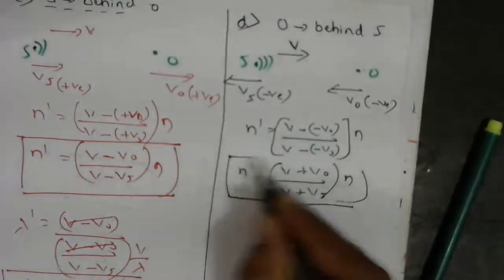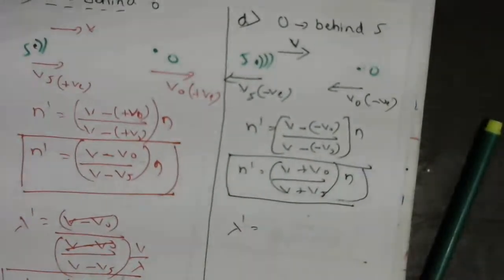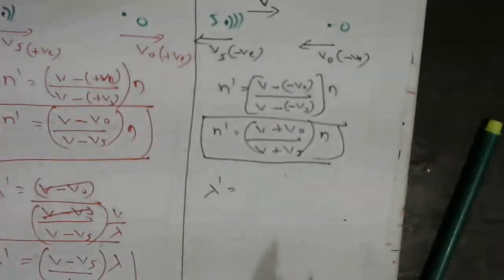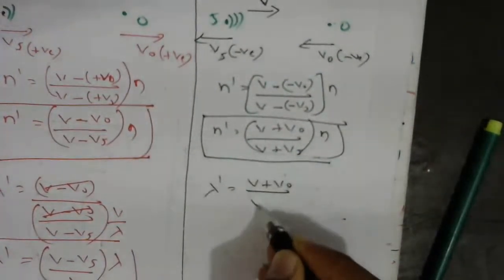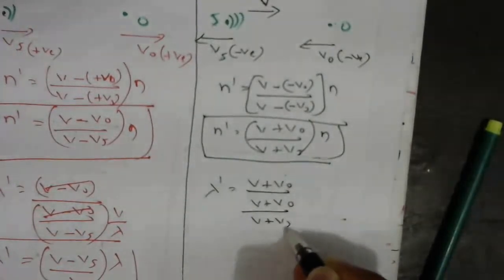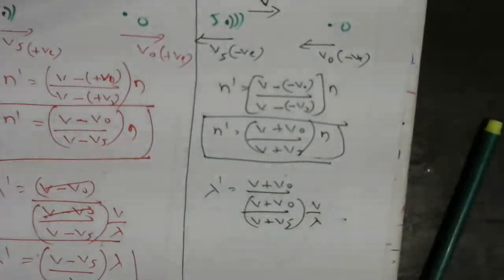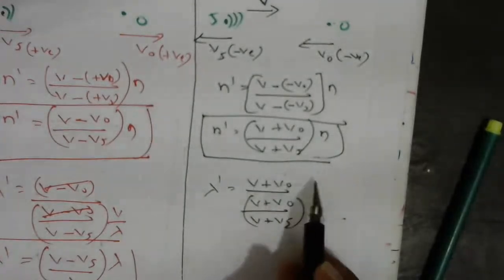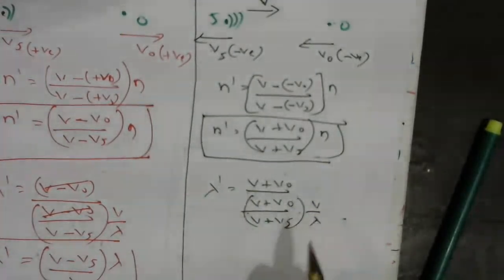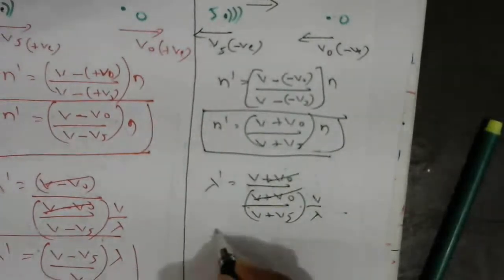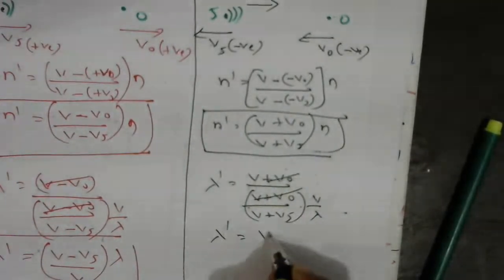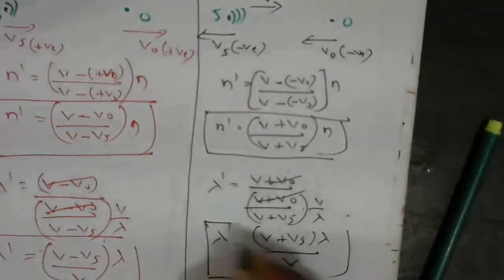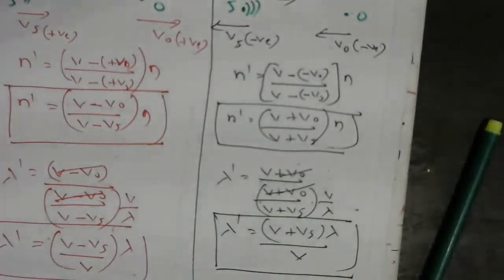This is apparent frequency. What about apparent wavelength? Velocity of sound with respect to observer, both are in opposite direction. We have to take V plus V naught, V plus V naught, V plus Vs into bracket V minus lambda. Correct? We know that lambda dash is nothing but velocity of sound with respect to observer divided by apparent frequency. This gets cancelled. We can write lambda dash is equal to V plus Vs into bracket lambda upon V, which is equal to apparent wavelength.